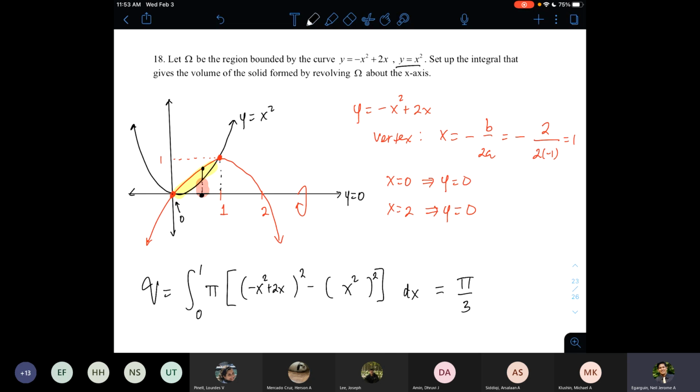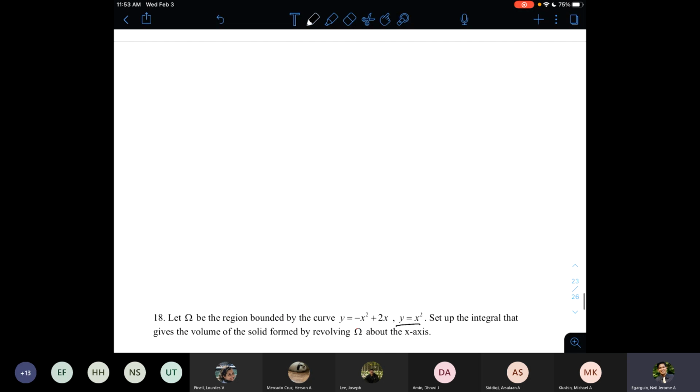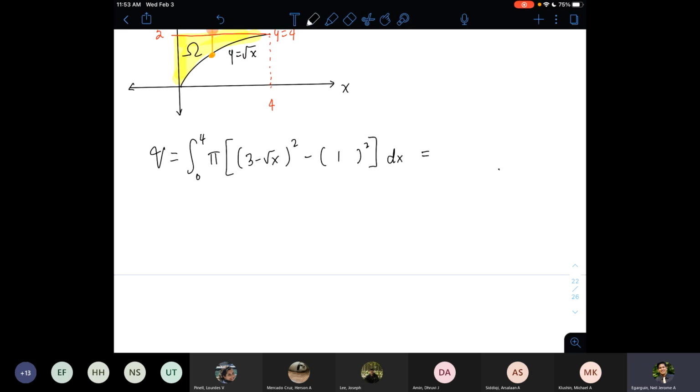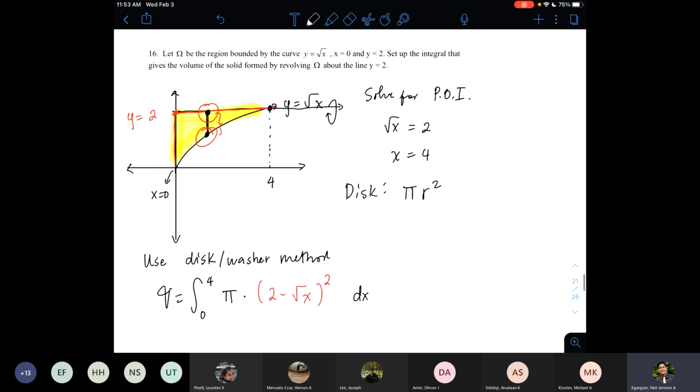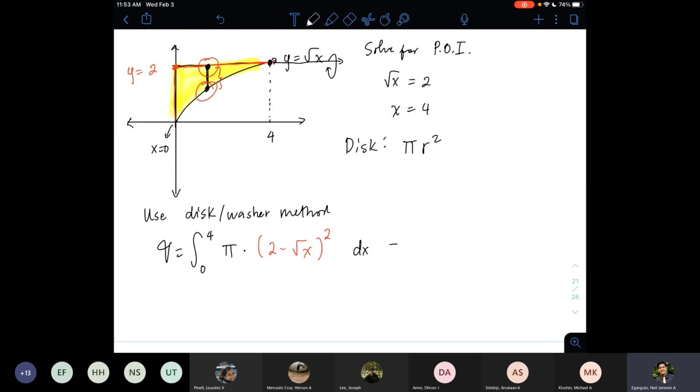So kindly double check that. For problem 17, double check it. It should be 8 pi. And for number 16, I guess this is 8 pi over 3. Let me check number 16, because in my notes, I also forgot to square the integrand. Okay, so let me just leave it like that.